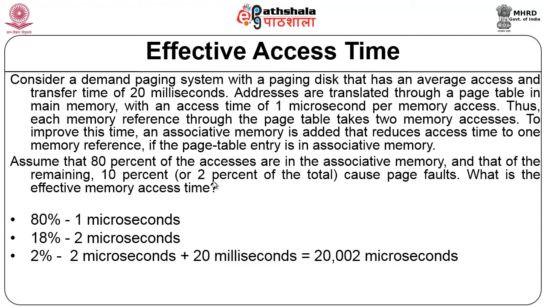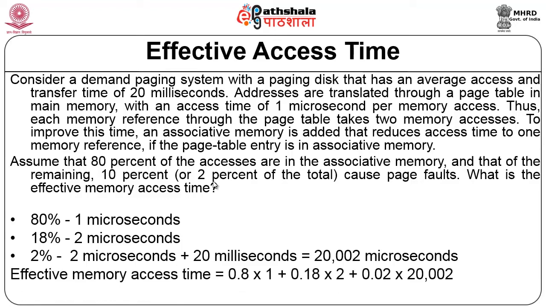So, you pick up the page table entry from the main memory and then try to access the physical memory location. So, 2 memory accesses, 2 microseconds for that. And for the 2%, when you get a page fault, you need to access the paging disk. You need to bring the page from the disk into the physical memory. That takes 20 milliseconds of time. So, the disk transfer time is 20 milliseconds. Along with this 2 microseconds, you also need to add 20 milliseconds, which is 20,002 microseconds. So, for 2% of the time, you need 20,002 microseconds.